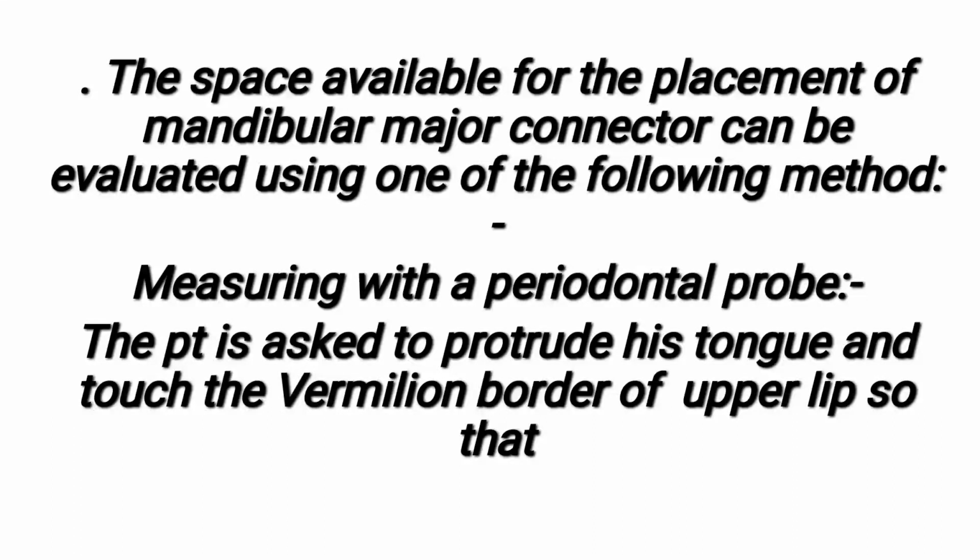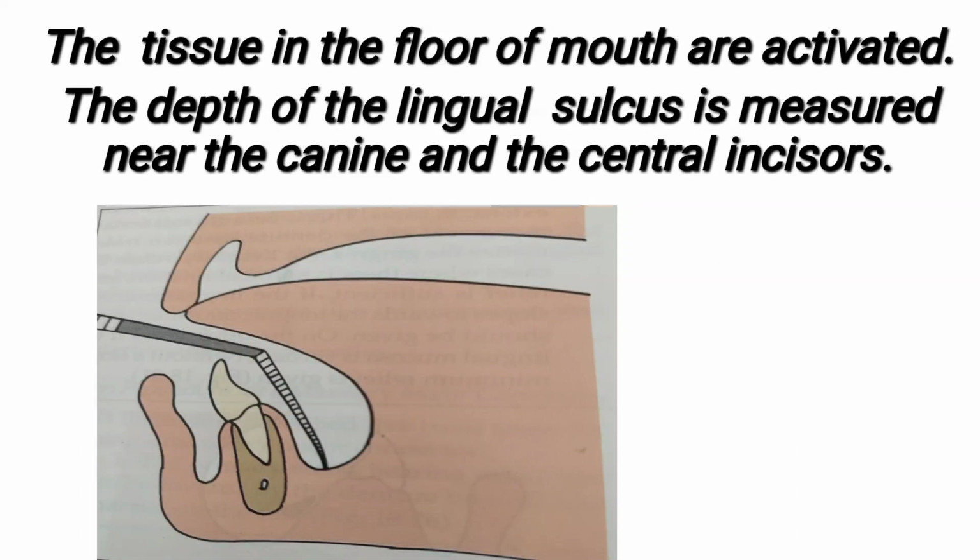The patient is asked to protrude his tongue and touch the vermilion border of the upper lip so that the tissues in the floor of the mouth are activated. The depth of the lingual sulcus is measured near the canine and the central incisor. You can see here in the diagram.